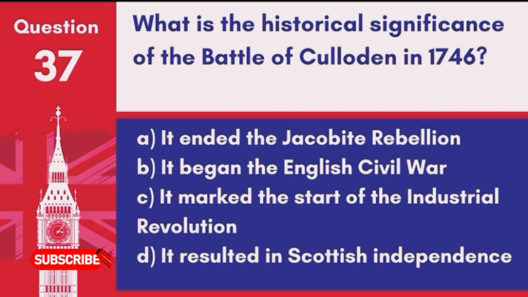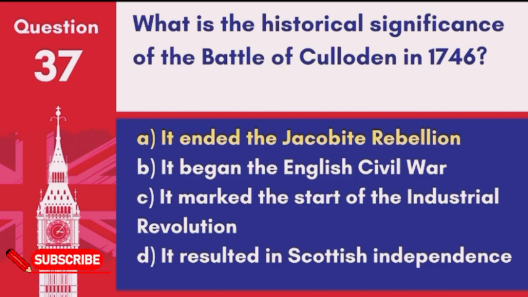Question 37. What is the historical significance of the Battle of Culloden in 1746? A. It ended the Jacobite Rebellion. B. It began the English Civil War. C. It marked the start of the Industrial Revolution. D. It resulted in Scottish independence. Answer: A. It ended the Jacobite Rebellion.